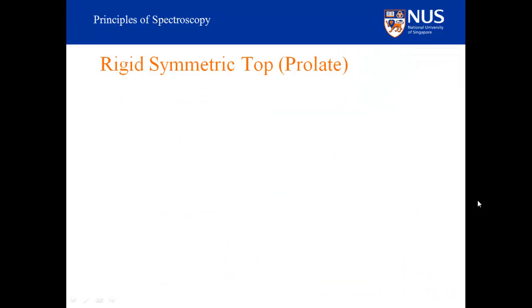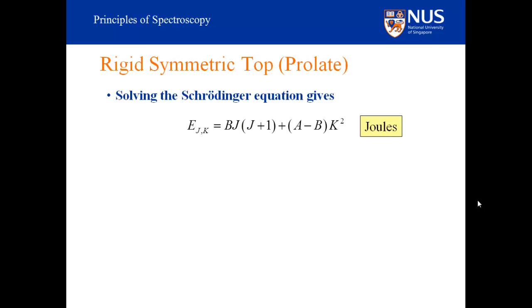Let's have a look then at the prolate symmetric top in a little more detail. In the following discussion, I'm not going to include centrifugal distortion. Well, what's changed? Now, when we solve the Schrödinger equation for the rotational problem for the prolate top, we get the term B times J into J plus 1 here. This is the familiar term that we get for diatomic and linear polyatomic molecules, but notice that we also get this additional term here. This new term also involves the rotational constant B, but it also includes the rotational constant A.